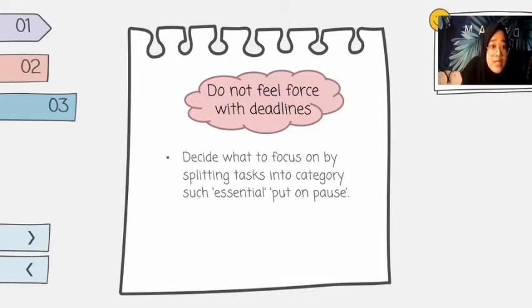So what teachers can do is to always split things into categories, such as essential or put on pause. Essentials may be the work that is related to others, such as completing lesson plans to be checked by the principal, marking exam papers, or data key in. But the work that you can put in the pause folder could be the work that you can do in your own time, such as coming up with worksheets for students or even marking their books.